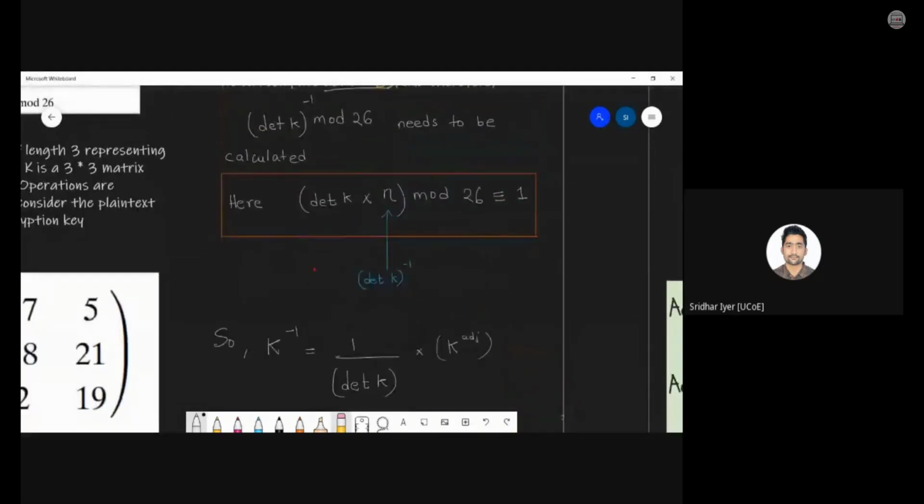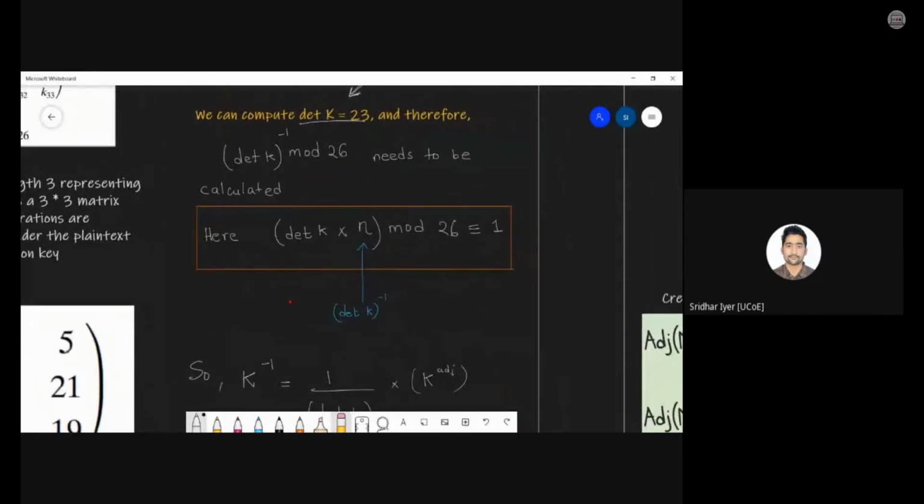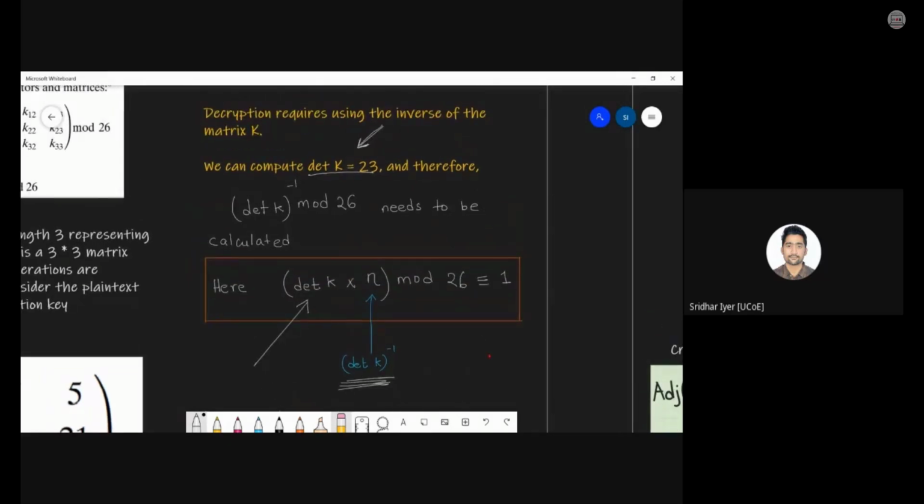We first of all want determinant K. Now we want this value because we want determinant K inverse, right? So we can find determinant K inverse using the determinant K value. How to do it? Just have a look. As we know, everything is done in the domain of modular arithmetic over here. So every operation that we do is in terms of mod 26. We now know the value of determinant K, which is 23.